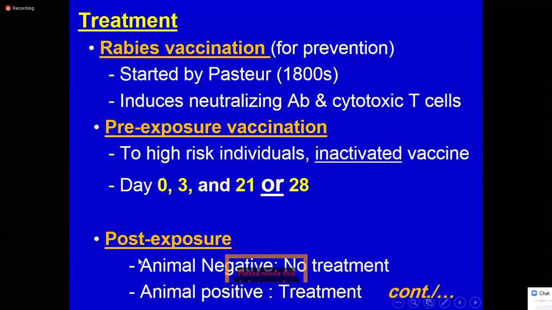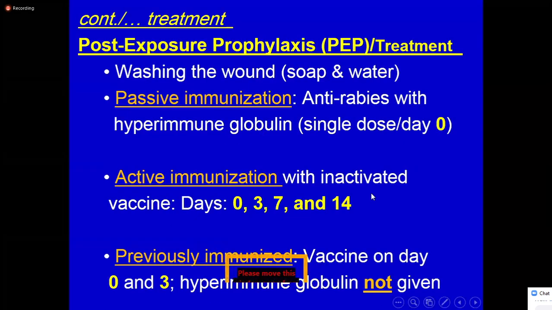Post-exposure treatment: if the animal is found to be negative, with a negative test for rabies, no treatment is suggested. If the animal is positive for rabies virus, a treatment will be given. What sort of treatment? You should wash the wound with soap and water, of course, but the main thing is passive vaccination to give antibodies: anti-rabies hyperimmunoglobulin, a single dose on day 0. With it, you give active immunization, activated vaccine on day 0, 3, 7, and 14. This is if the patient has not been immunized previously.